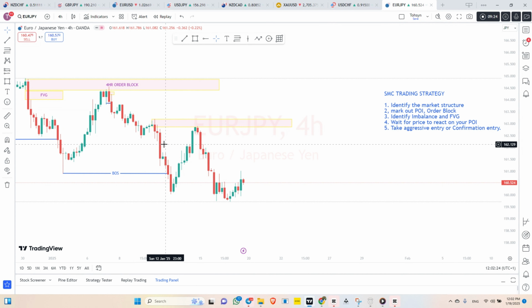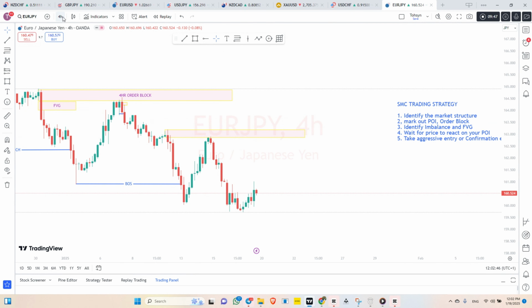And what did price do? Okay, identify the market structure. We already identified that we're in a downtrend. Mark out the POI. This is our POI and order block. Wait for price to react on your POI. Look, price already reacted on the POI. Then take an aggressive entry or a confirmation entry. If you want to take an aggressive entry, you can enter straight off.